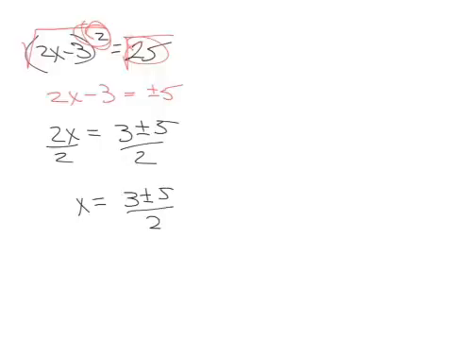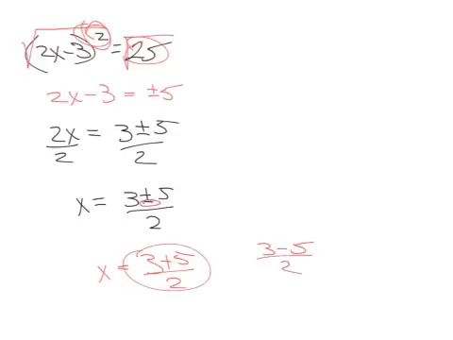So what do you do with that? Well, you split it up. We're going to write that as x equals 3 plus 5 over 2, and we're going to look at the minus sign, 3 minus 5 over 2. So here it equals 8 over 2, which is 4. And here it equals negative 2 over 2, which is negative 1. So we get two answers here. We get a negative 1 and we get a 4 for our answer.